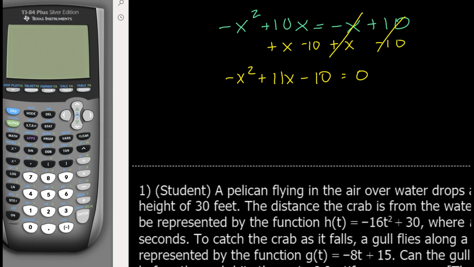There's multiple things you can do. You can multiply everything by negative 1. You can pull out a GCF of negative 1. These are actually the same thing. So that's what I'm going to do. I am going to pull out a GCF of negative 1. It becomes positive x squared, negative 11x, and a positive 10.